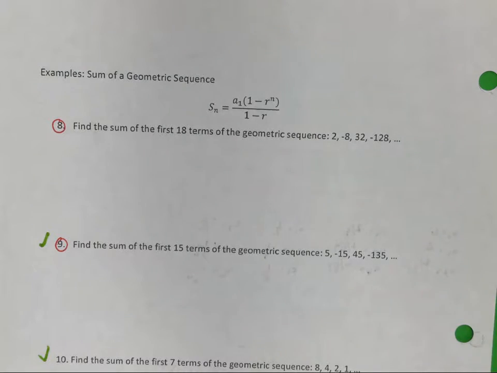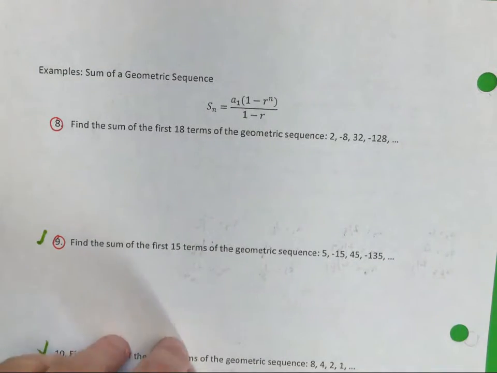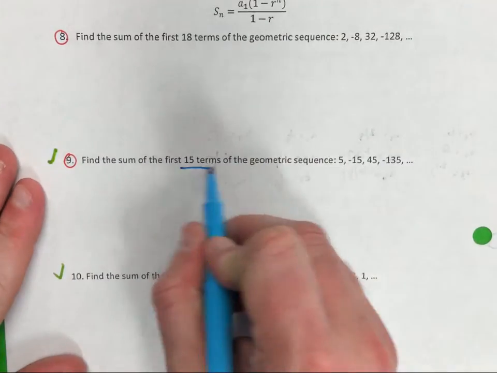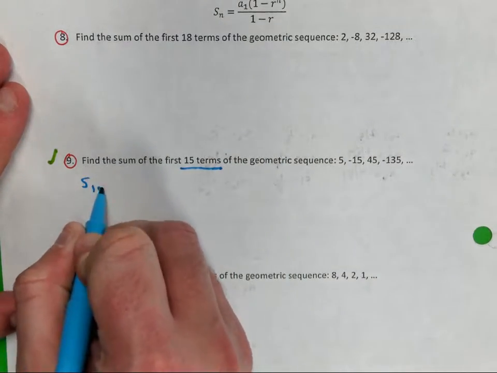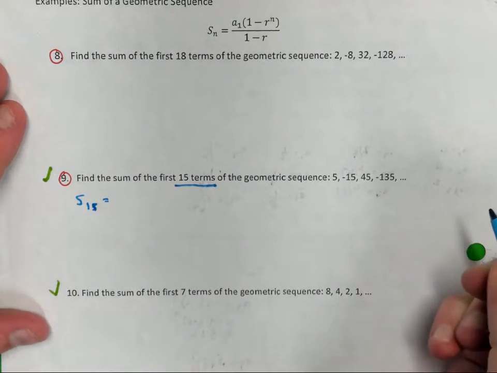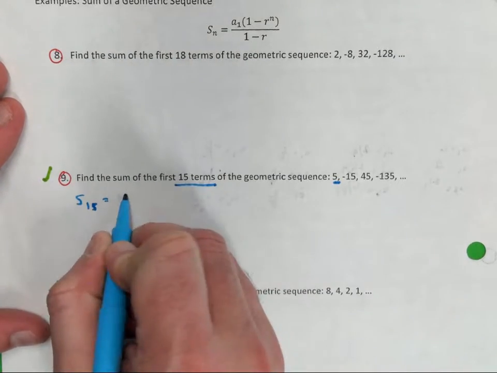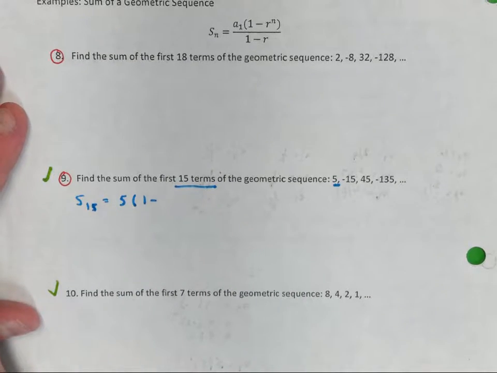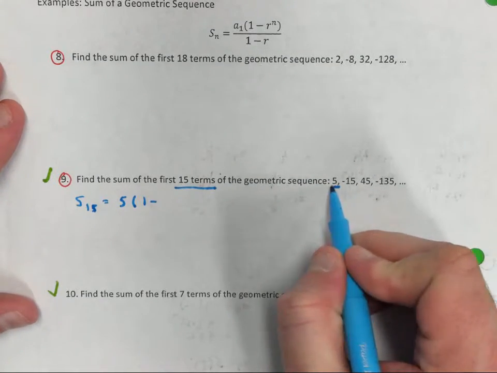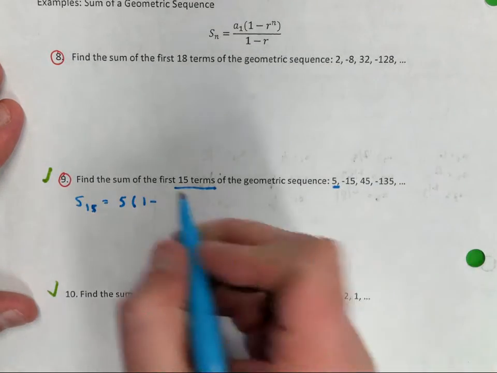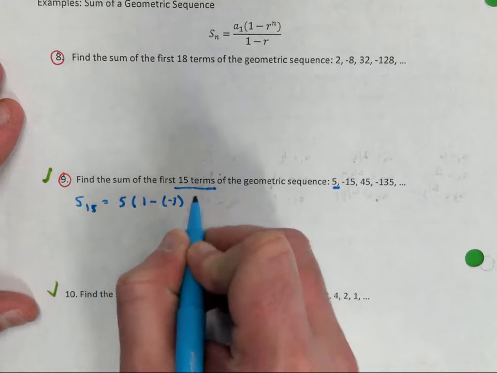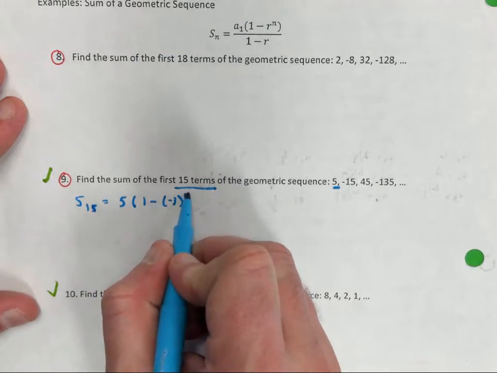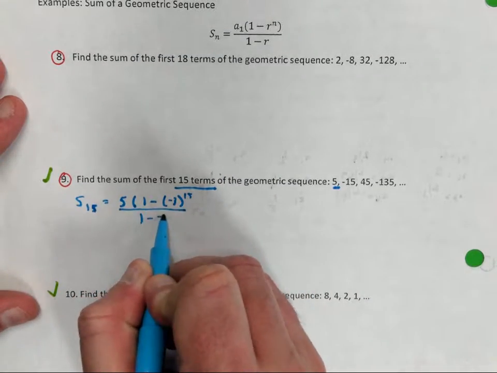All right, number 9. So we want to find the sum of the first 15 terms. So I'm going to put S sub 15. The A sub 1 is 5, parentheses, 1 minus. We got to find our common ratio. How do you figure we're going to find our common ratio? Take the second one and divide it by the what? And what is the common ratio? Let's put that in parentheses, negative 3. Raise it to n. The n over here is 15. Divided by 1 minus a negative 3.